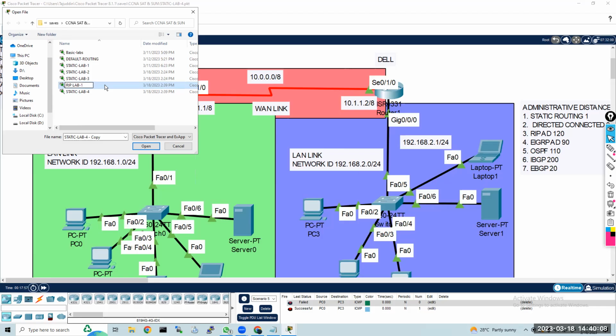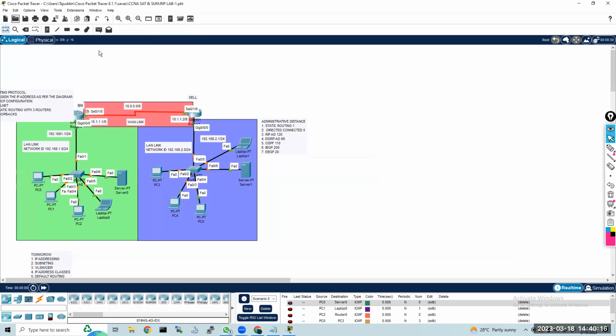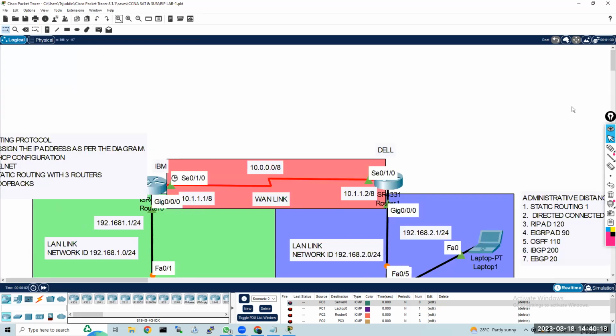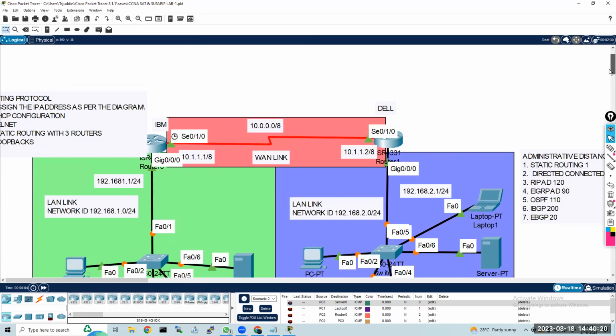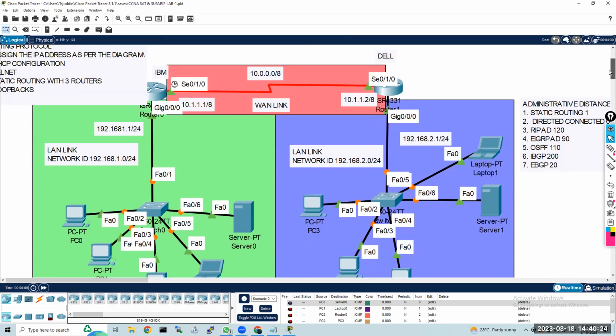Sir, can I ask you one question? Yeah. Last time, as you told us, we just configured and we didn't configure routing. So we can use that one, right? We already assigned the IP address, DHCP, everything. Everything is the same, just remove the configuration and we can do it.